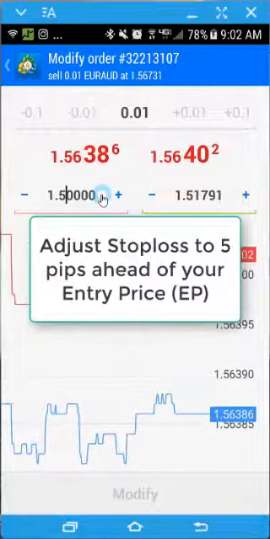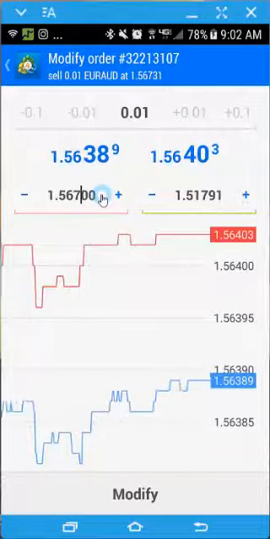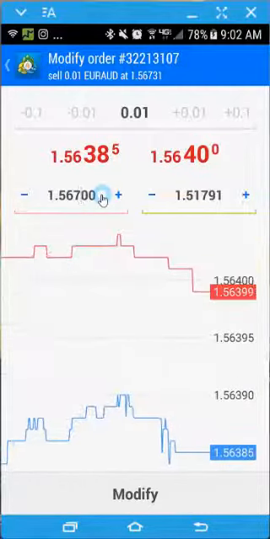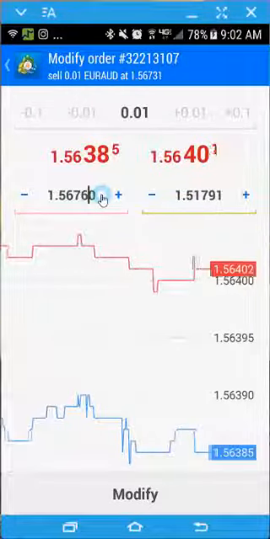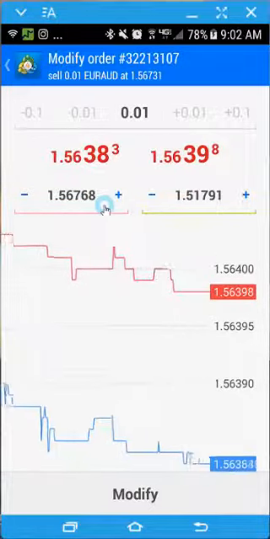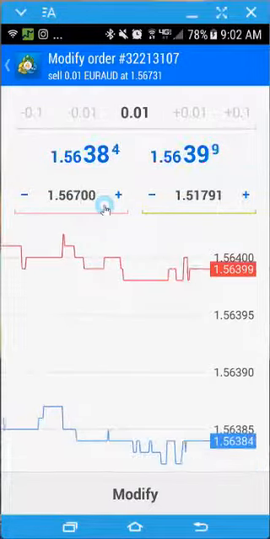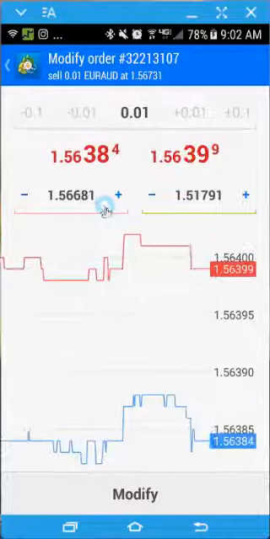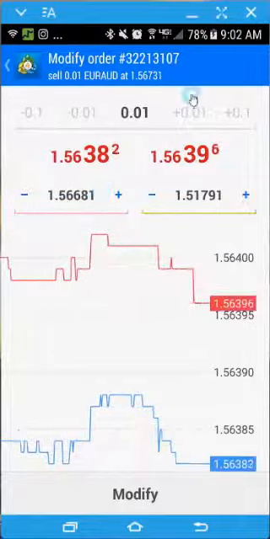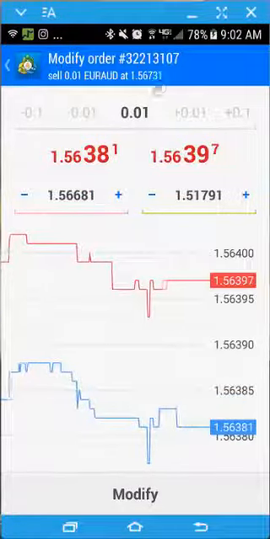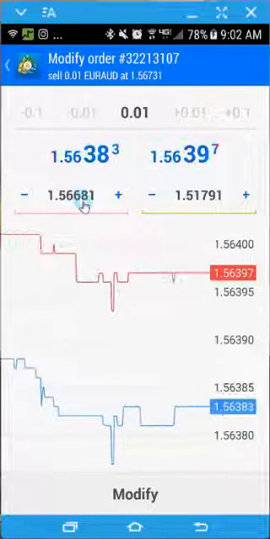5, 6, oh, sorry, 5, 6, 8, 1. Wait, 5, 6, oh yeah, 6, 8, 1. All right. So since this is a sell, it's going in the sell direction. I'm going to subtract 5 pips, and it's going to take me to 68.